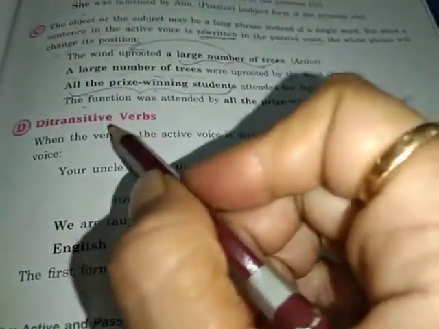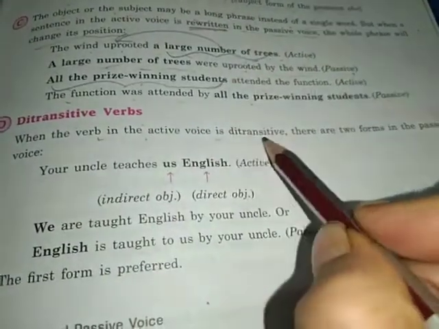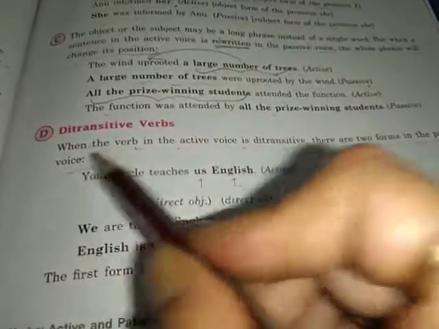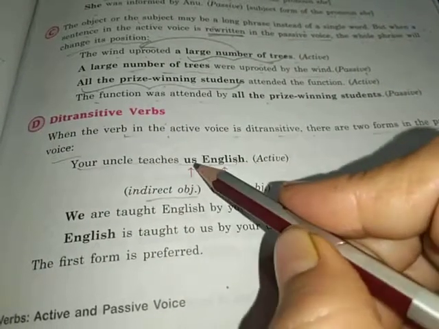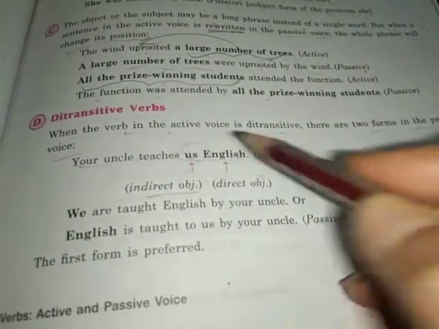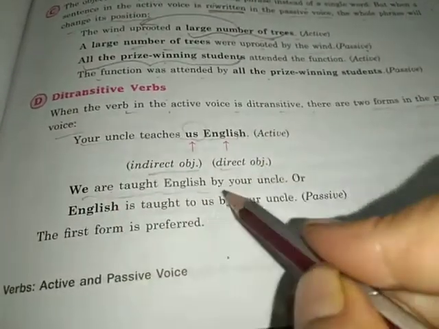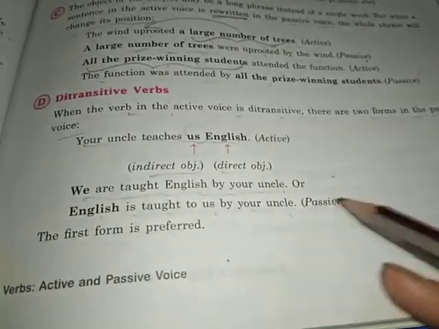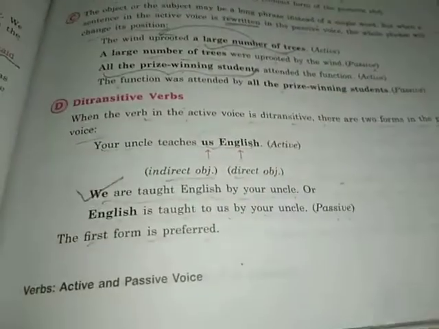Transitive verbs. Now transitive, intransitive we had done. When the verb in the active voice is ditransitive, there are two forms in the passive voice. Your uncle teaches us English. This is an active. Indirect object है us. Us is the receiver of the action. Direct object क्या है? English है. We are taught English by your uncle. Or English is taught to us by your uncle. Both are possible. The first form is preferred. Generally ये वाला हम लोग prefer करते हैं.